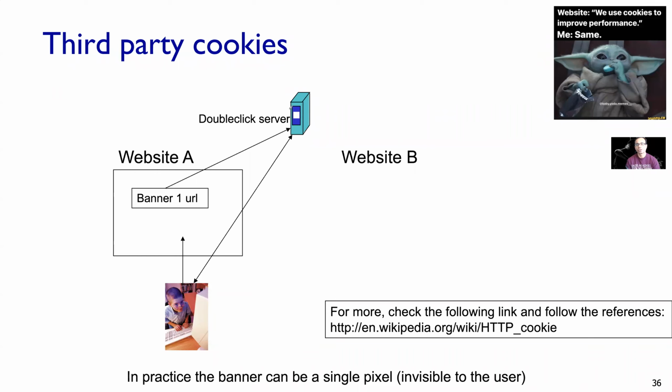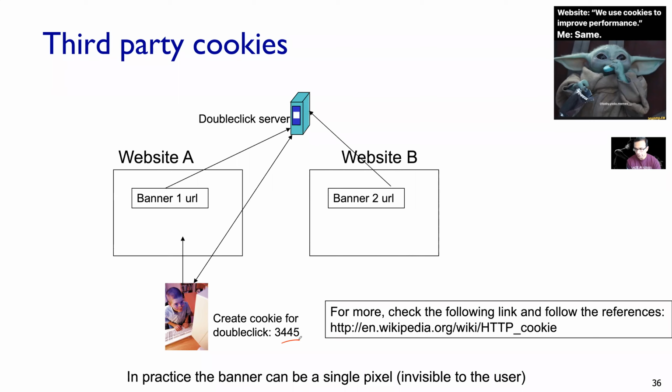And imagine this is the first time my browser has visited the DoubleClick server. So what does DoubleClick do? DoubleClick now creates a cookie for me, right? Let's say it's 3445, right? Now let's say I move on to another website, right?